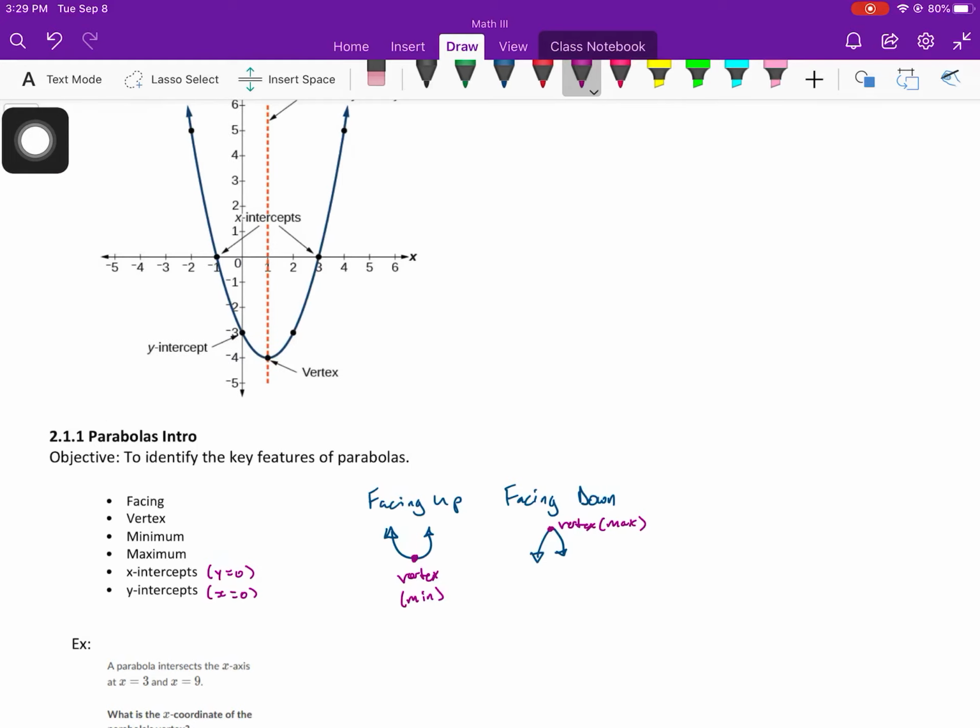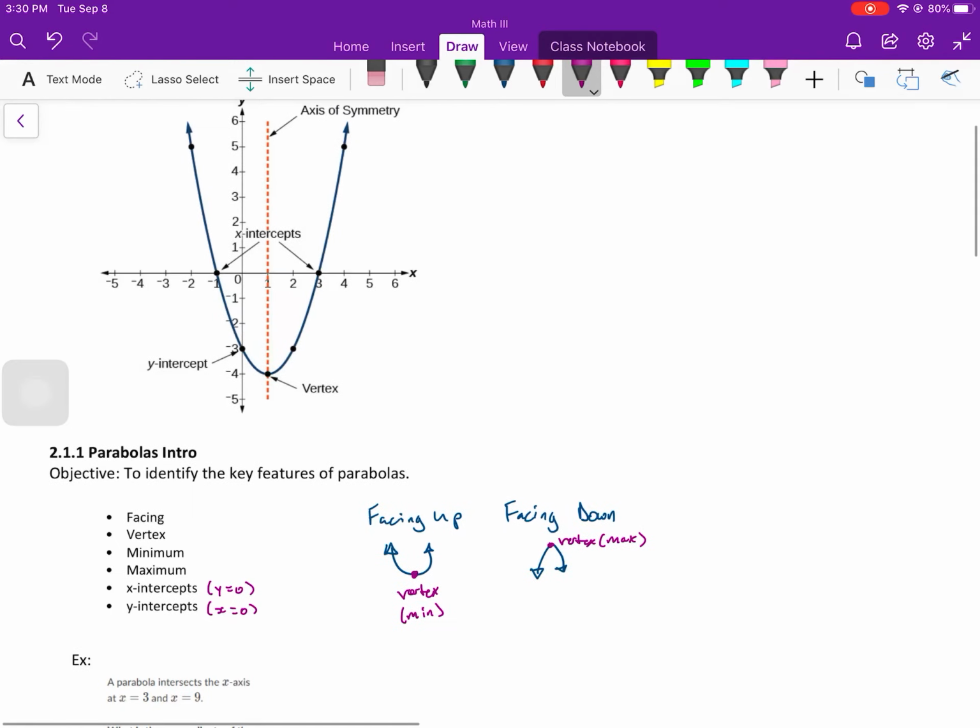And each one of these has a context within the word problems. The x-intercept is where it lands usually, or where it hits the water, that kind of thing. And then the y-intercept is the starting point. And we'll talk more about that when we get into the context of those word problems.